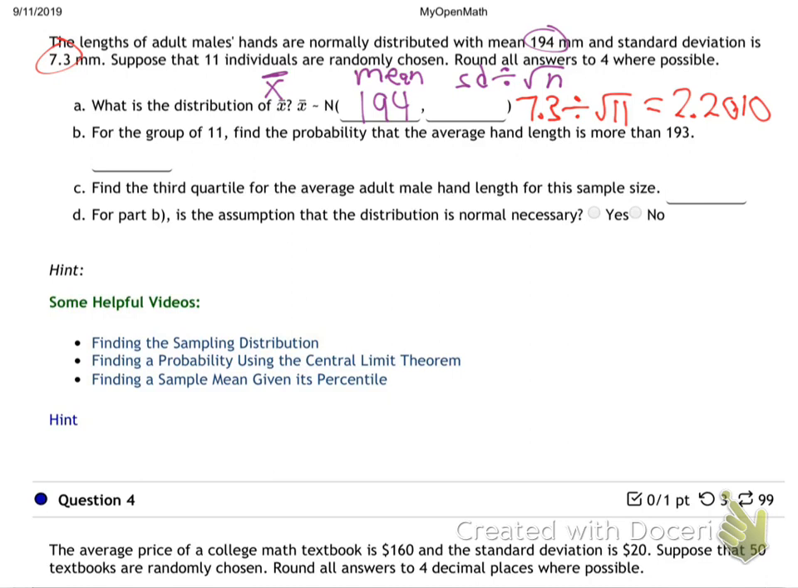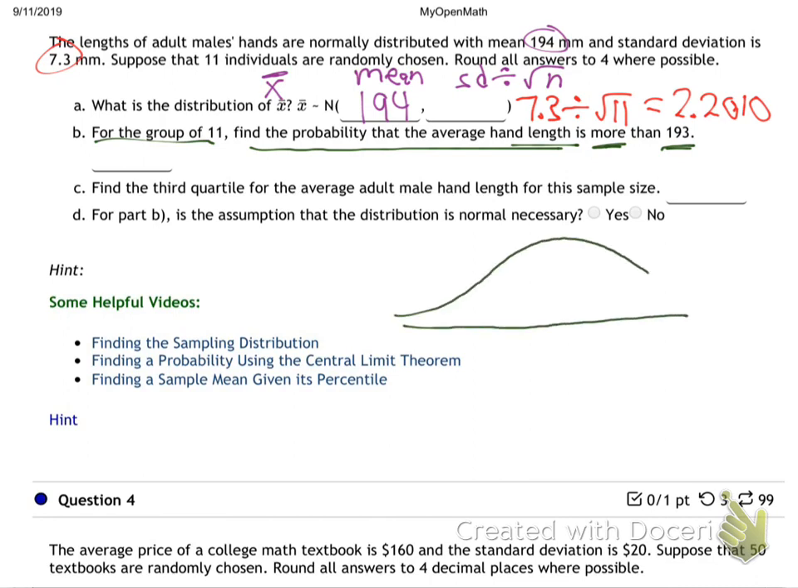All right, and then it says, question B, for the group of 11, so we're talking about the group now, not the individual, find the probability that the hand length is more than 193. Remember, it's just like last night's homework. You want to draw a bell curve that fits what they're saying. So draw a bell curve. You always want to put the center on. The center, the mean, is 194.